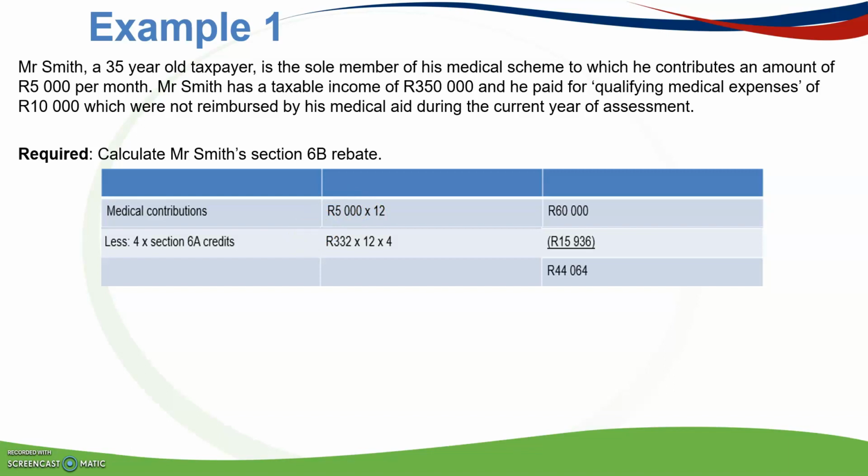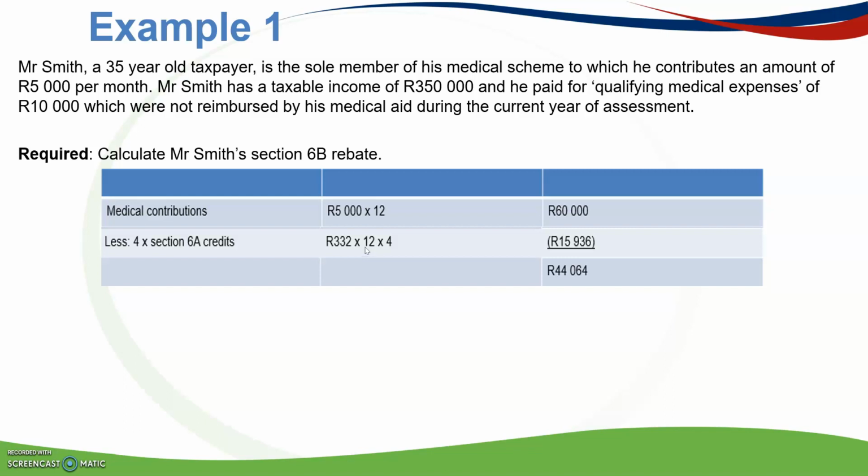If you were looking at what the Section 6A credits of this taxpayer are, we will look at whether this taxpayer is a sole member of the medical aid or not. We have been given that information that Mr. Smith is the only person belonging to their medical scheme, and as a result, it means they will get medical tax credits of $332 per month. To get to the 6A credits, you will multiply that by 12 months because he contributed towards the medical aid for the entire year of assessment, right?